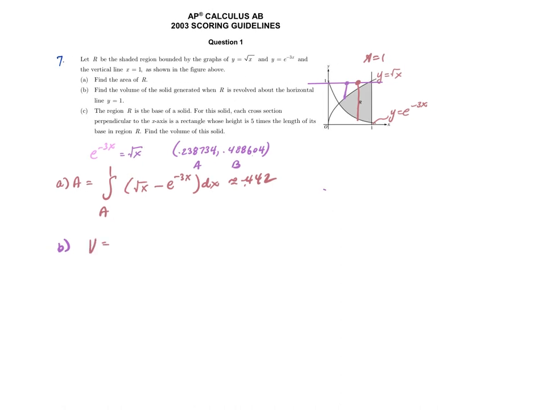So volume is going to be pi. And then again, the bounds are going to be the same here. So we're going from A to 1. So you could do the axis minus the curve or the curve minus the axis. I tend to put the axis of rotation first when it's above the curve. Okay, but it really doesn't matter.